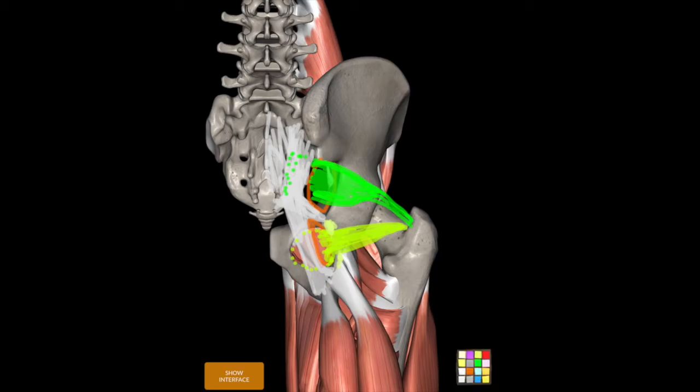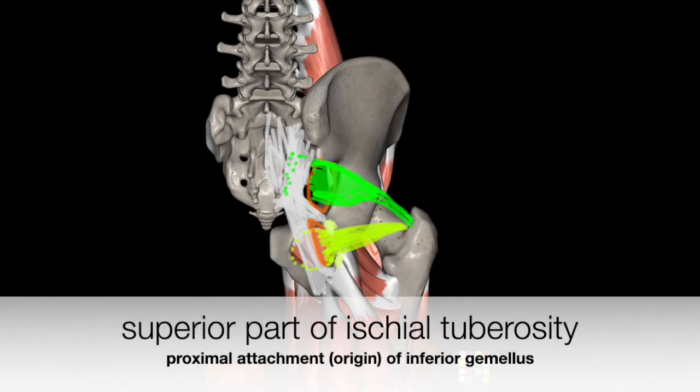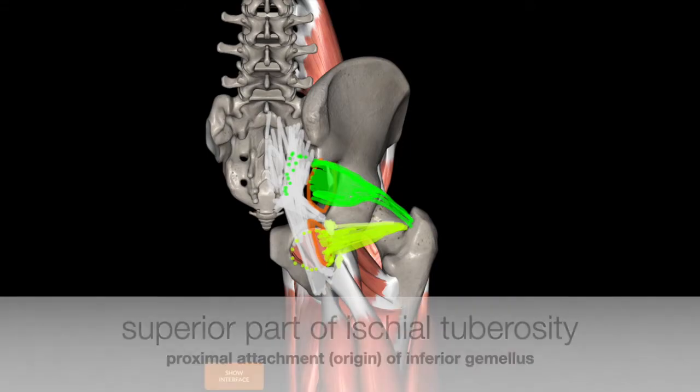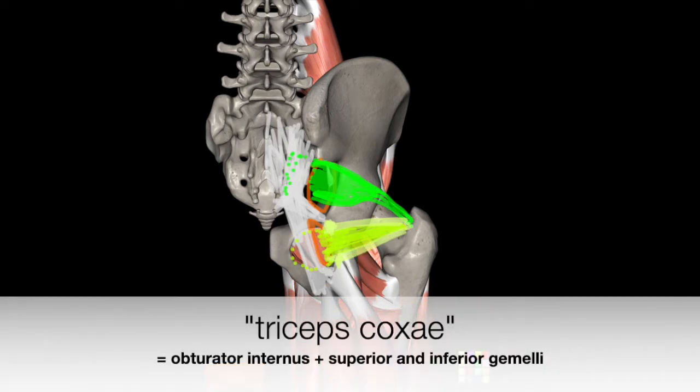So essentially the one above from the spine of the ischium and the one below on the superior part of the ischial tuberosity here, flanking obturator internus. And together these three muscles constitute the triceps coxae, or the triceps muscles of the hip.